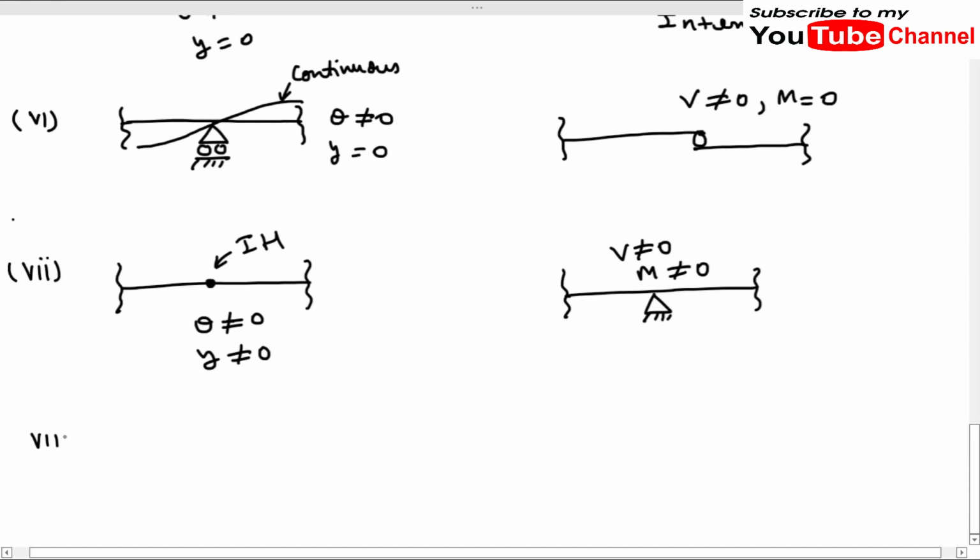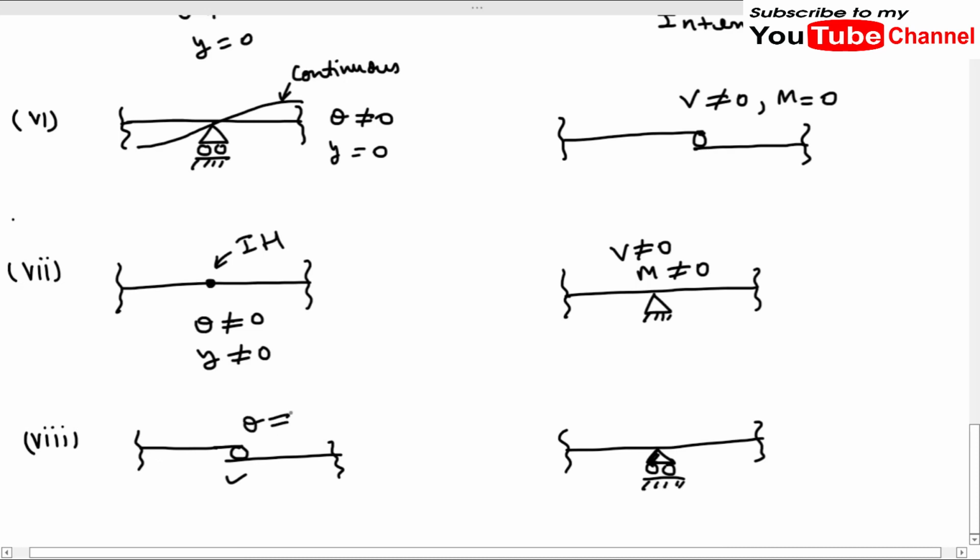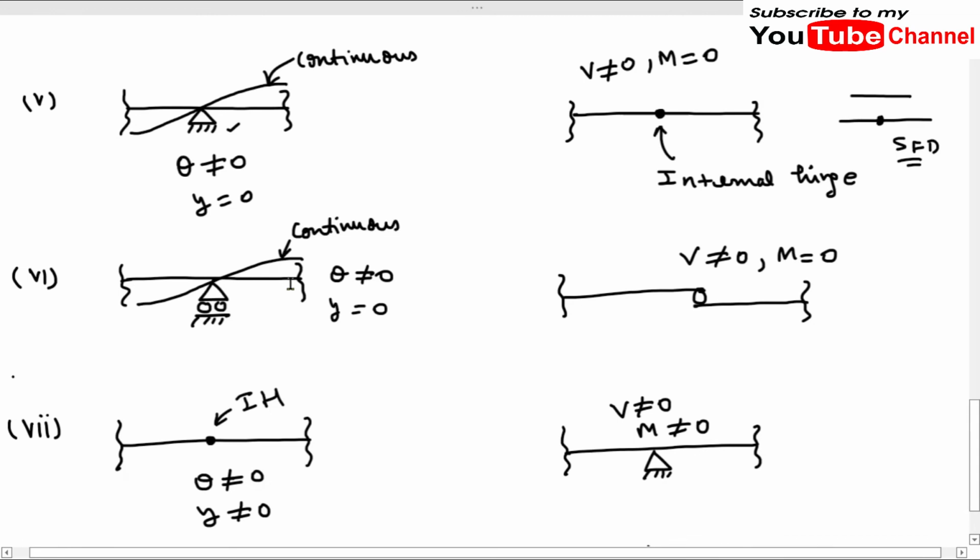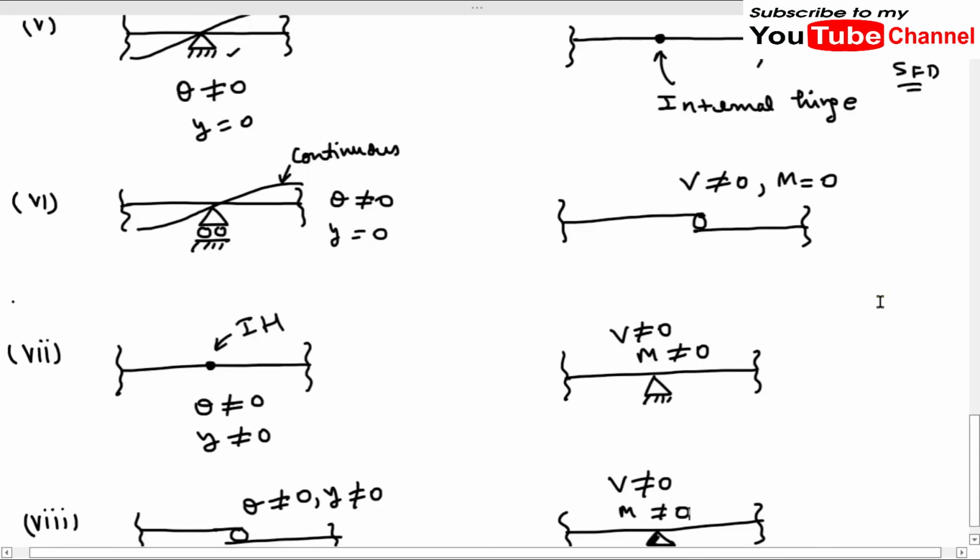Now let us discuss another type of support condition. Let us say we have a beam like this and there is a roller, so we will convert this type of support into a roller support. There theta will not be equal to zero and the deflection will also not be equal to zero. So in the conjugate beam, the shear will not be zero and the moment will not be zero. This is how we convert all these types of real supports into their conjugate supports.